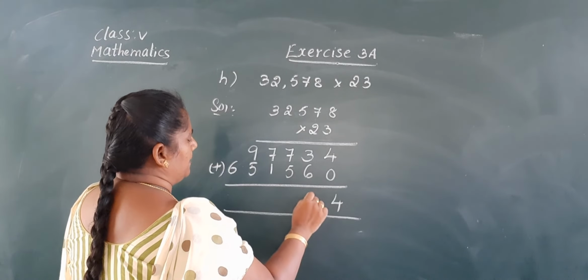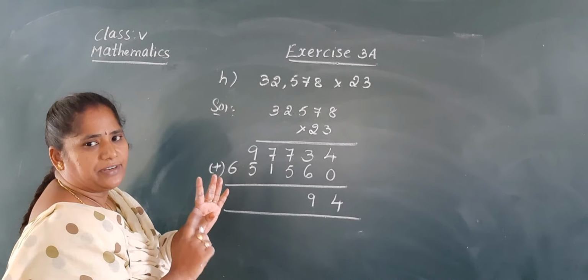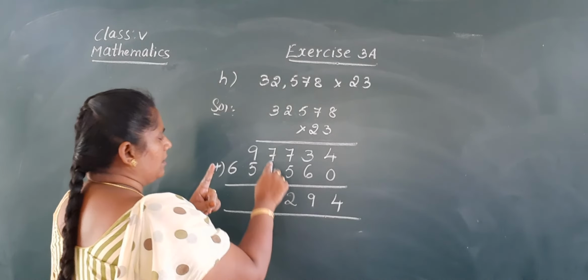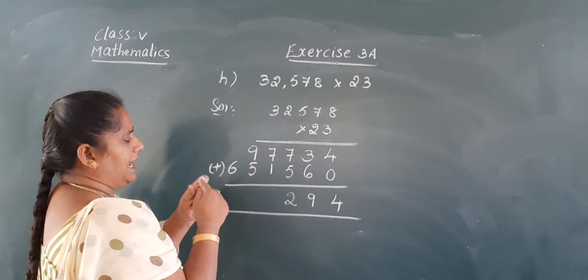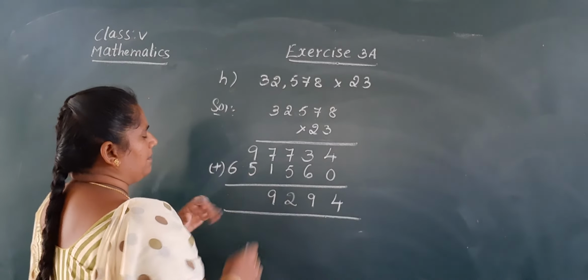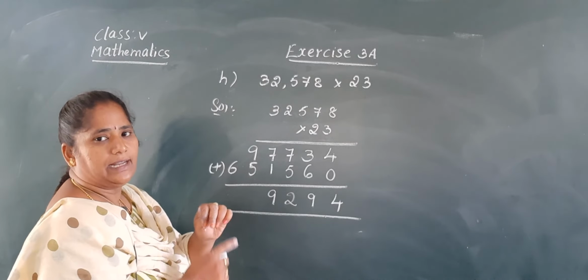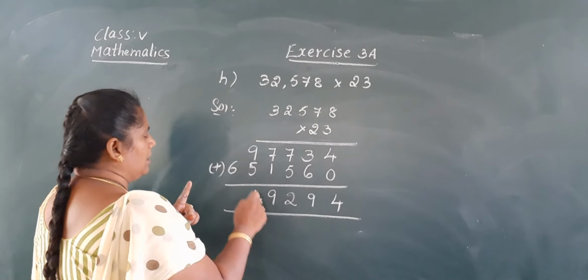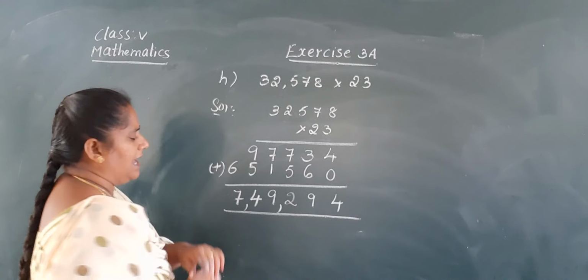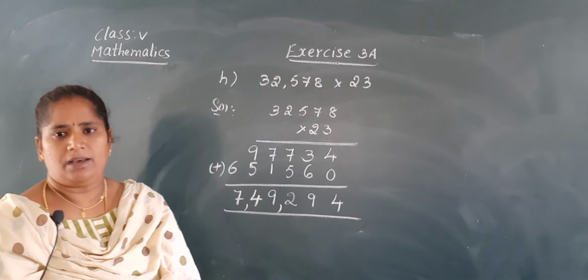4, 3 plus 6, 9, 7 plus 5. Take 5 fingers, 7 after 8, 9, 10, 11, 12. 1 in hand, 2 is down. Take 1 finger, 7 after 8, 8 plus 1, 9. 9 plus 5. 9 in the mind, take 5 fingers, 9 after 10, 11, 12, 13, 14. 1 in hand, 4 is down. And now 1 plus 6 is 7. Okay. So it is 7,49,294. Okay, ma?